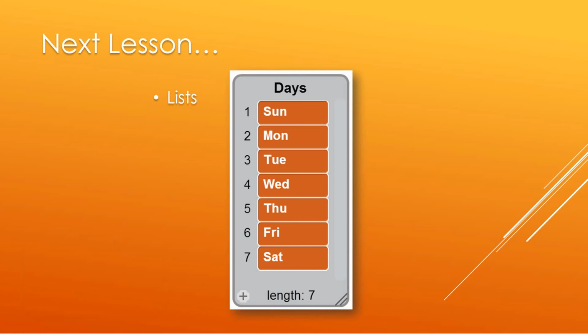Next lesson, we are going to cover lists. Lists are like collections of variables. Here you can see we have a list called days, and it's got 7 areas to store values in it, and we put the names of the days of the week in it. This is very useful in programming, gets used all the time, and I think you'll find it useful for your project.